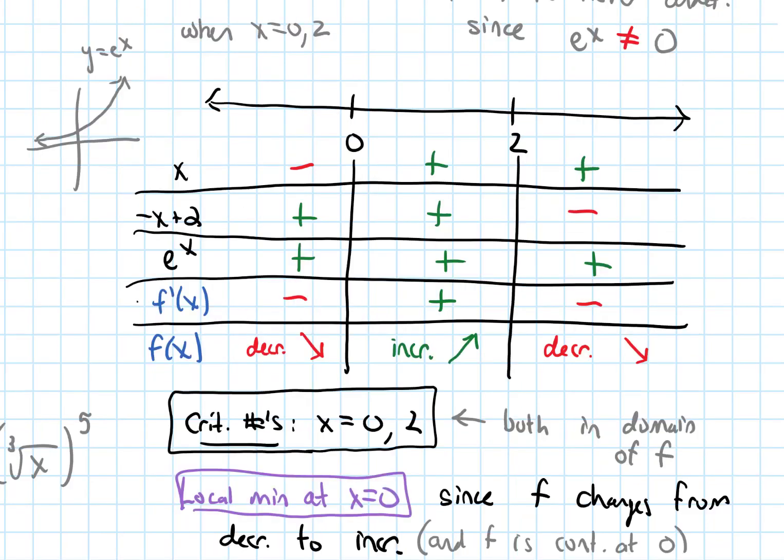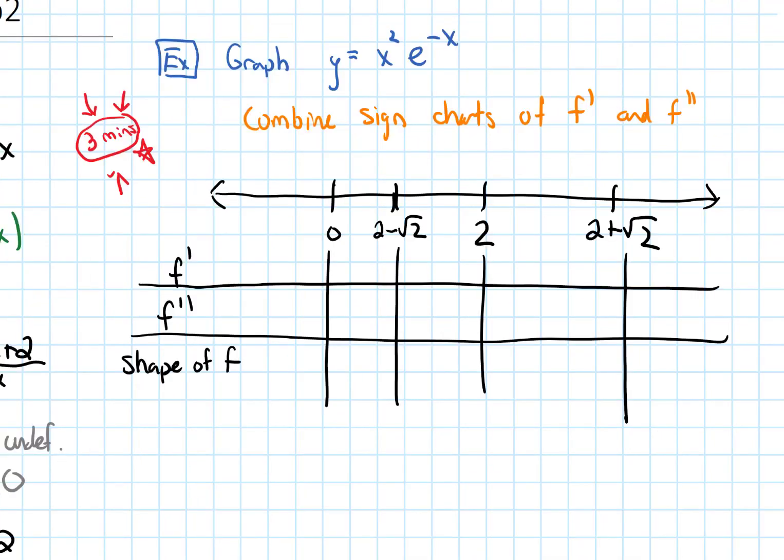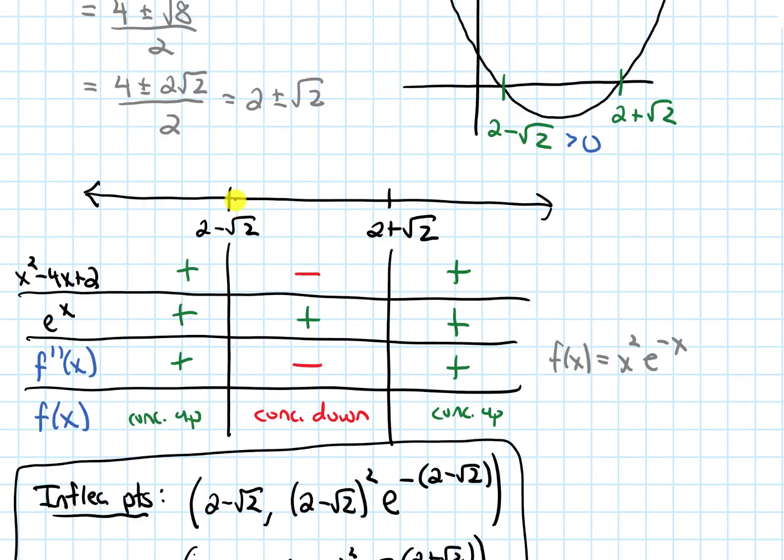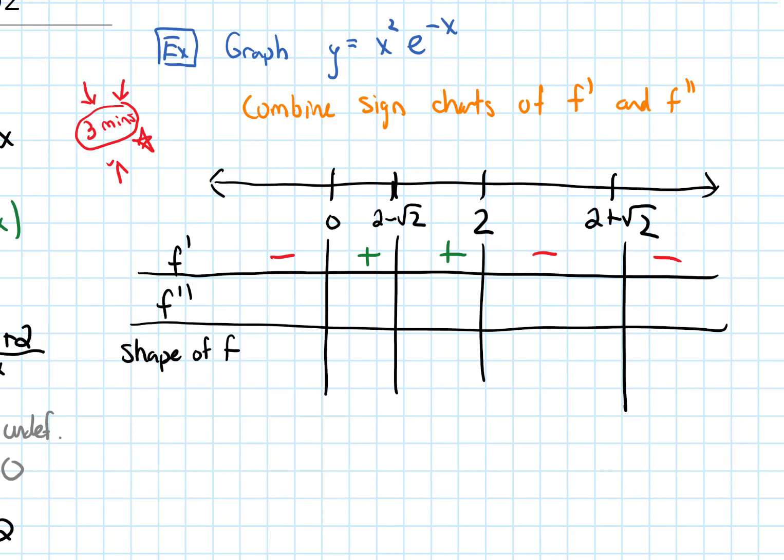Alrighty, so hopefully you did that. Let's talk about it together. For the first derivative, it's positive between 0 and 2, and negative elsewhere. And now the second derivative is negative between 2 minus root 2 and 2 plus root 2, but positive elsewhere.